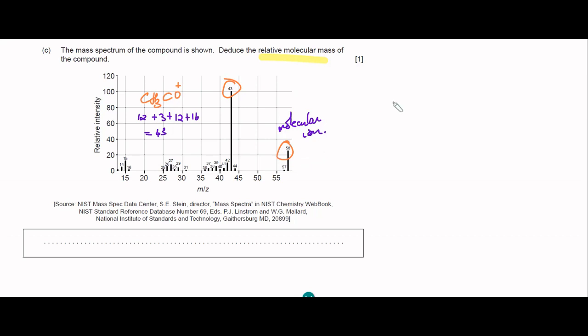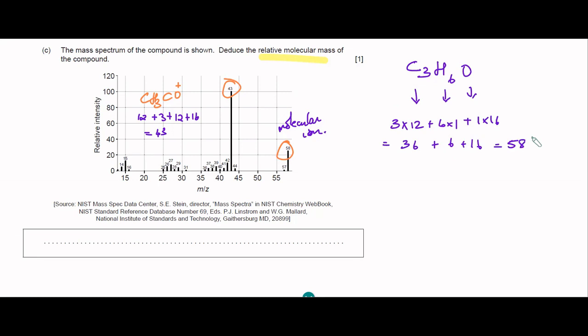For getting 58, our empirical formula is given to be C3H6O. If I'm adding this up, I'll be getting 58. So 3 times 12 happens to be 36, 6 times 1 is 6, and 1 times 16 is 16. If you're adding them up, you'll be getting 58. So our molecular ion peak corresponds to loss of an electron.